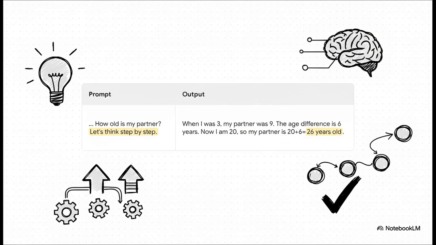When I was 3, my partner was 9. The age difference is 6 years. So now that I'm 20, my partner is 20 plus 6, 26 years old. Bam. Correct answer. All because we guided its thinking process.